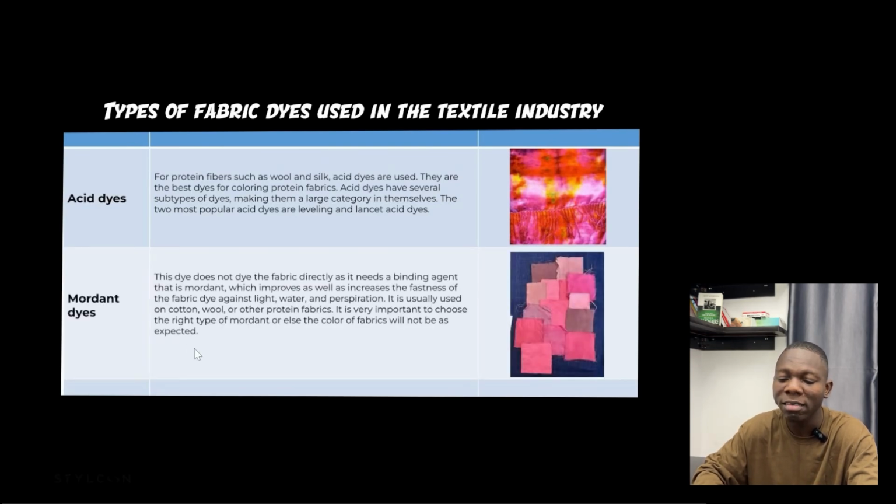Mordant dyes. These dyes do not dye the fabric directly, as they need a binding agent, that is a mordant, which improves and increases the fastness of the dye against light, water, and perspiration. It is usually used on cotton, wool, or other protein fabrics.